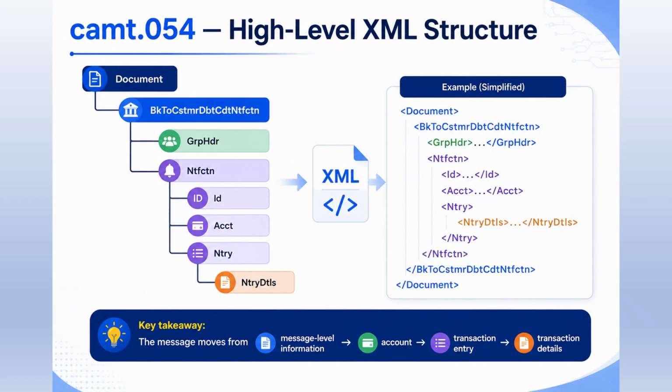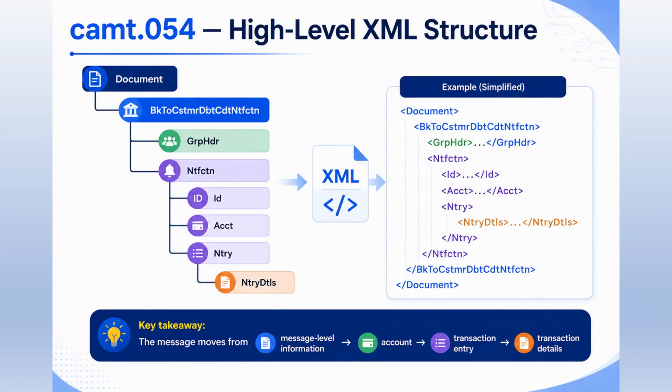Now let's look at the high-level XML structure. At the top, we have the document. Inside it is the bank-to-customer debit and credit notification structure. The message contains a group header, followed by one or more notification blocks. The notification contains account information and transaction entries. And within an entry, we can have detailed transaction information. So conceptually, the structure moves from message, account, entry, transaction details.